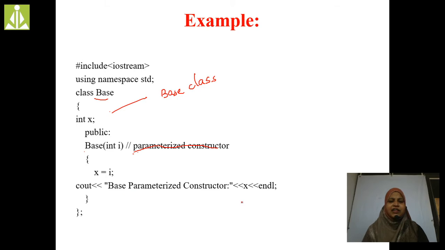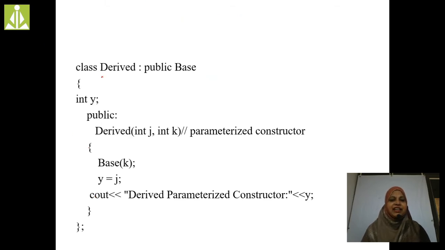Cout base class, base parameterized constructor. I am just going to print the value of x, right? This is the base class, completed. Now the second one is the derived class. Here, this is the derived class.